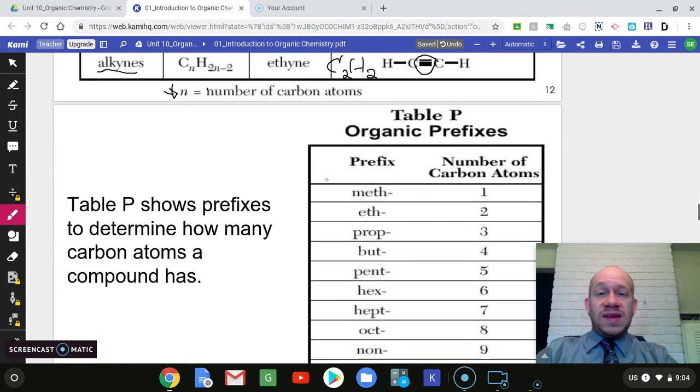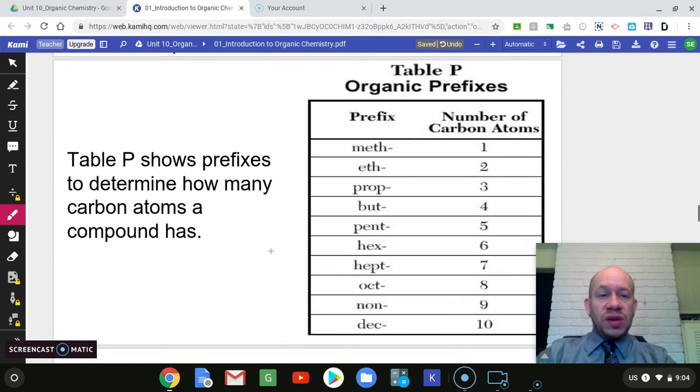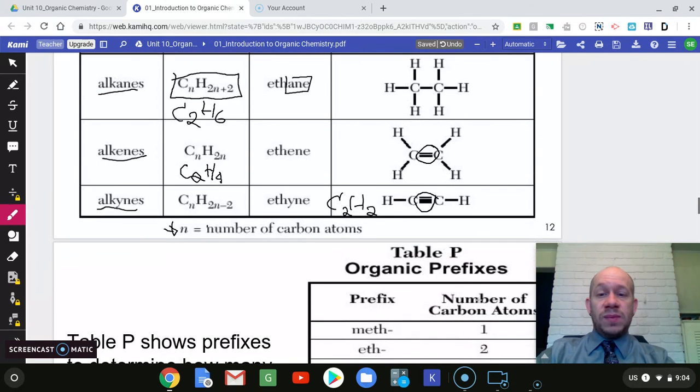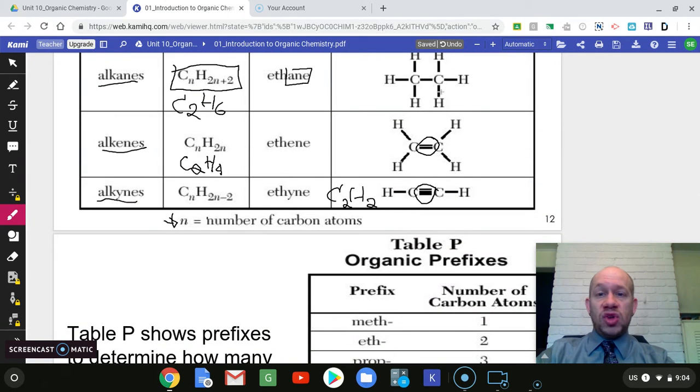Using table P in combination with table Q, table P shows us the prefixes of all of the carbon atoms. So if we have 1 carbon atom in our compound, we'll call it a meth. If it is an ane, if it only has single bonds, it would be a methane. In this case, we have 2 carbon atoms, 1, 2. So that's the eth, and because there are no double or triple bonds, it's an ane. So we would call that ethane.